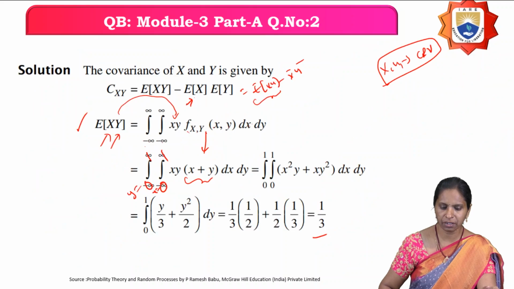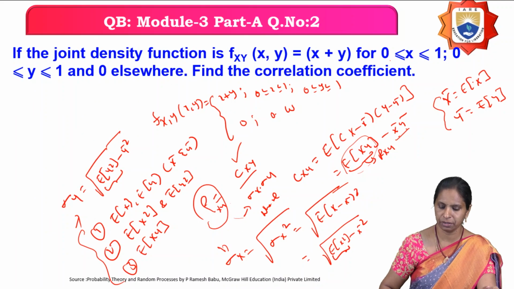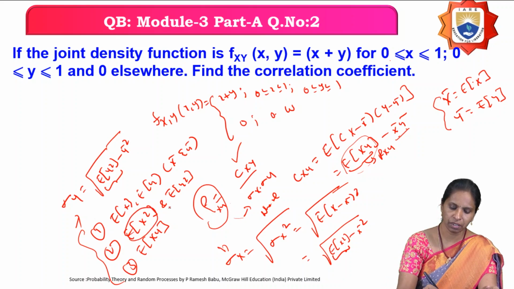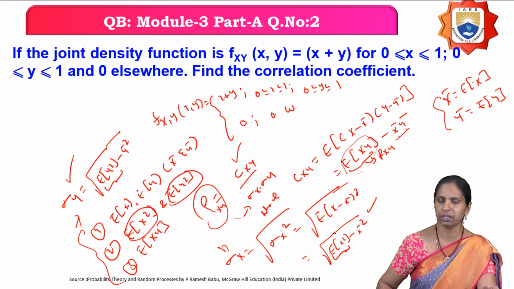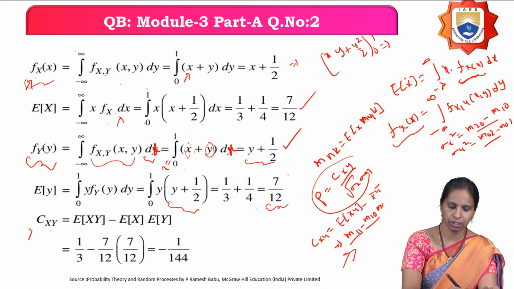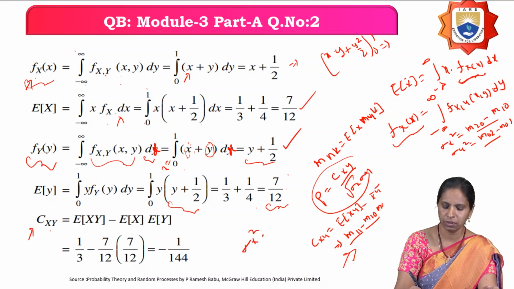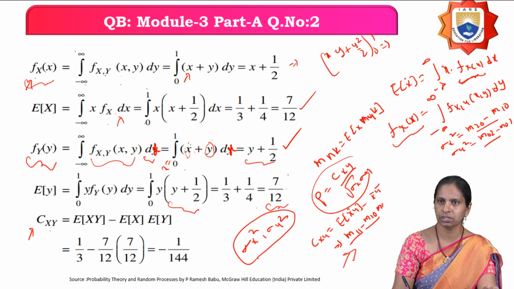And next, what do you have to calculate in the question? The correlation coefficient. For the correlation coefficient, you have to calculate E of x square and E of y square. After that, you have to calculate the variances using this formula, sigma x square and sigma y square. After that, you have to substitute. In a similar manner, how do you solve the first problem? After calculating the covariance, you have to calculate the variances of the two random variables, and then substitute in the formula to calculate the correlation coefficient.